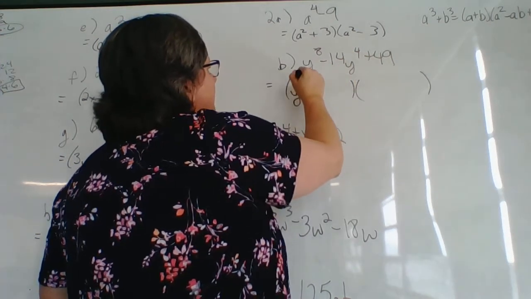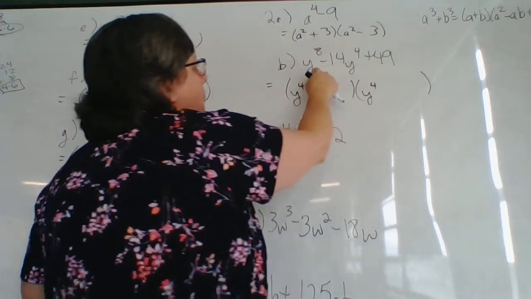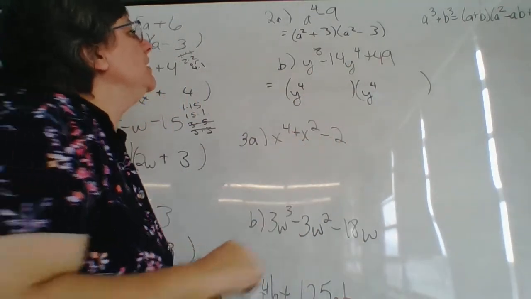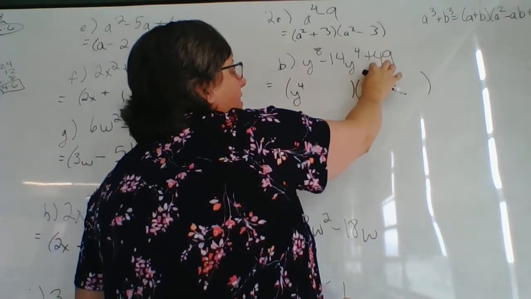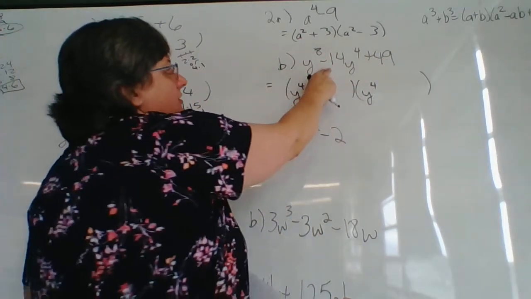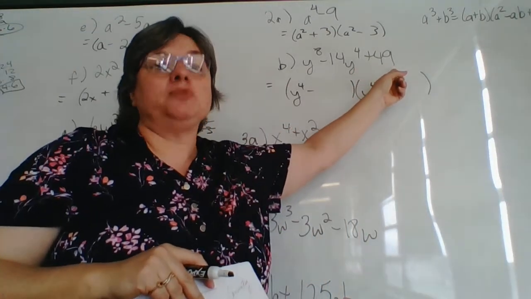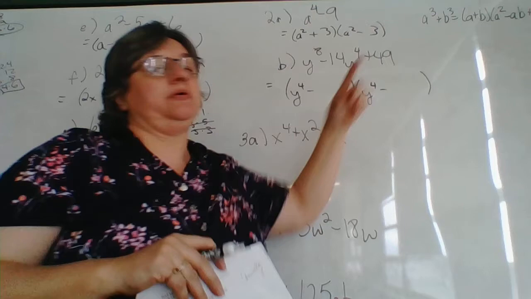Well, I know this has to be y to the 4th and y to the 4th. You add them up, you get 8. You're good. I know I have a positive on the end, so it's either plus plus or minus minus. Look in the middle, minus minus. And I'll tell you, if there's a perfect square root, try it. It probably will work. The square root of 49 is 7.